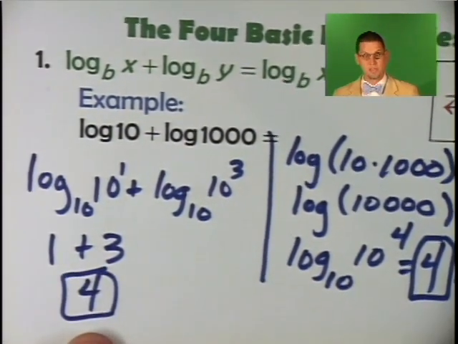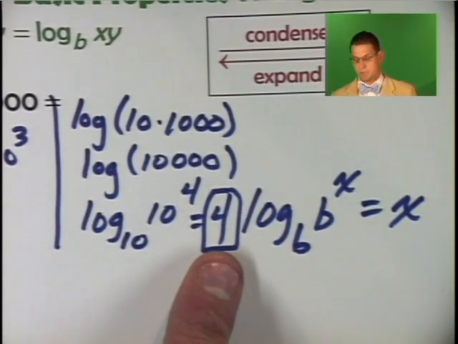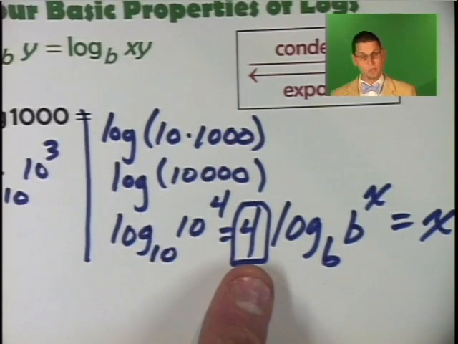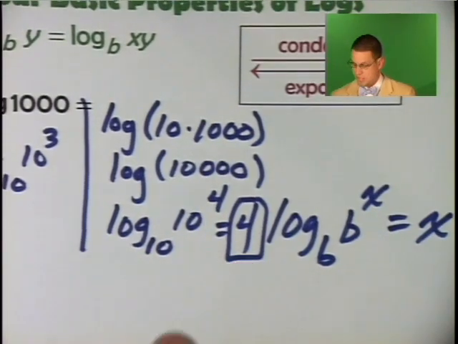So we get 4 equaling 4. And that's a true statement. So we verified the property. And it works basically for any value. Now let me show you something else here which is interesting. It's another reason why this works and how it's related to exponentials.